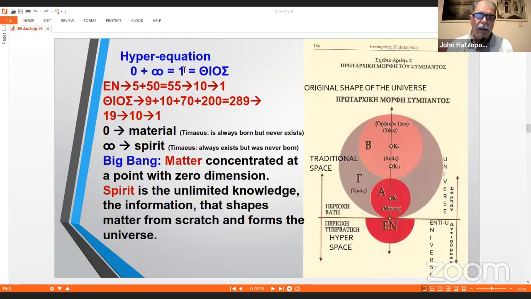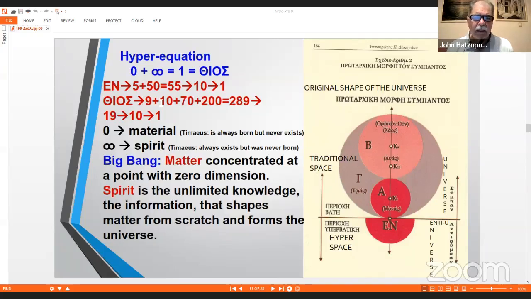And 1 is the logarithm of the n. As we said, here is the n, and you can see here the logarithm of the n, which is 1. The same thing: 1 is the logarithm of Theos, which is God. And again, this logarithm turns out to be equal to 1.